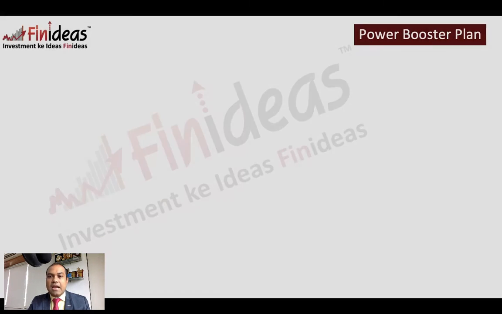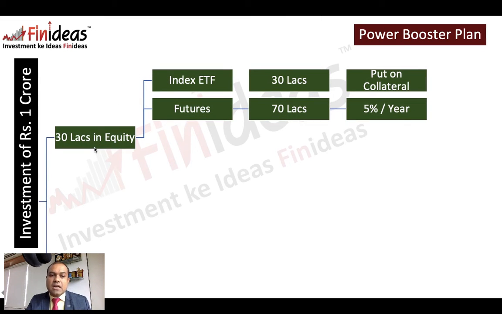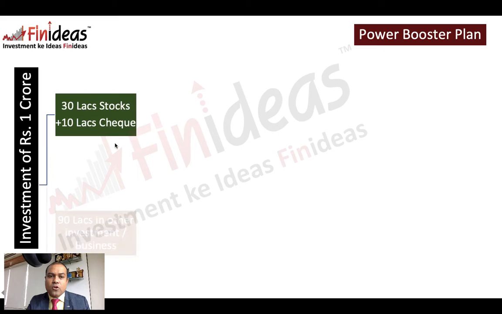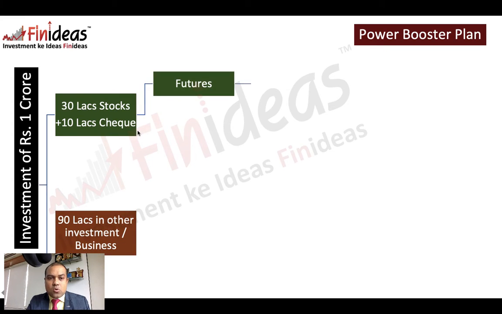The third and last plan is the power booster plan. Why did we name this plan power booster? Because here you can use the power of your current portfolio. Suppose here you have invested 30 lakh rupees to buy an index fund so that you can put it as collateral. But if you already have an equity or mutual fund portfolio, then you can put your current equity or mutual fund portfolio as collateral and you can buy futures directly from the collateral of your equity or mutual fund.